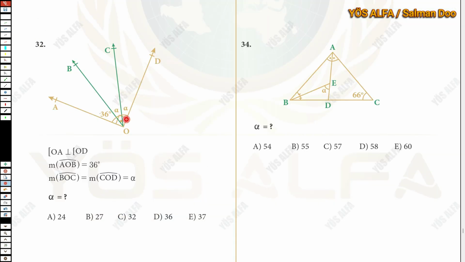32. OA and OD are perpendicular to each other, and this is alpha, that is also alpha. This one is 36. So the summation of all these three is 90. So from here we can find alpha as 90 minus 36 is 54, divided by 2 is 27. So the answer is B.